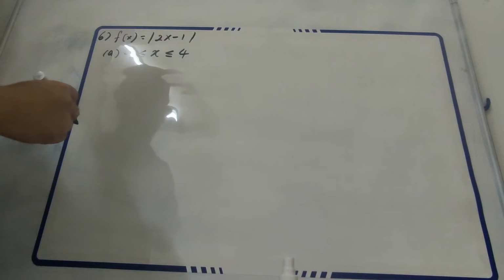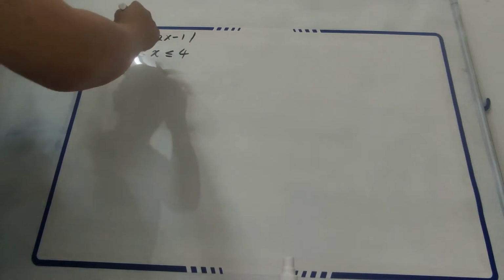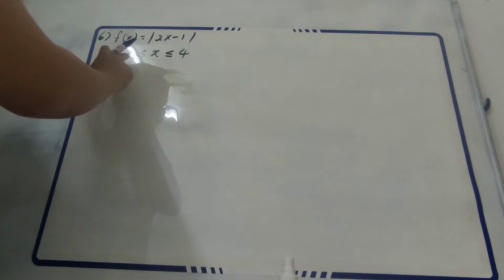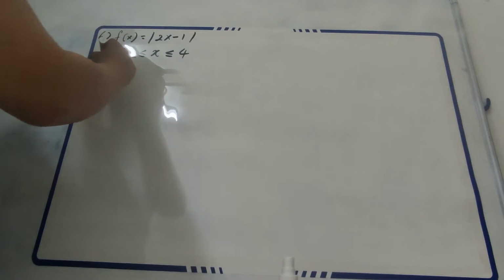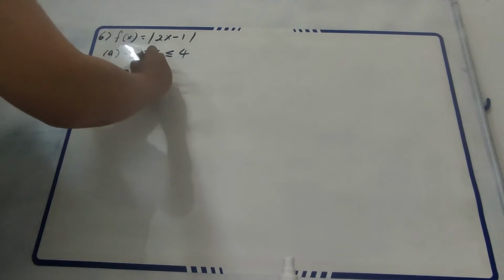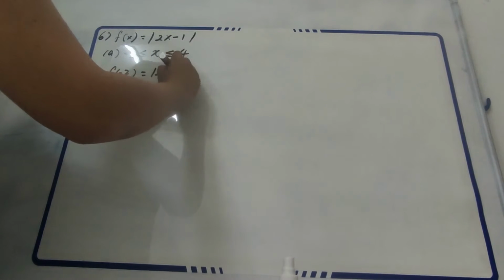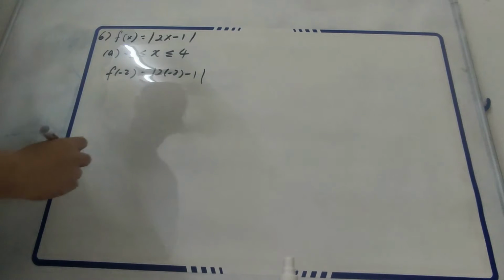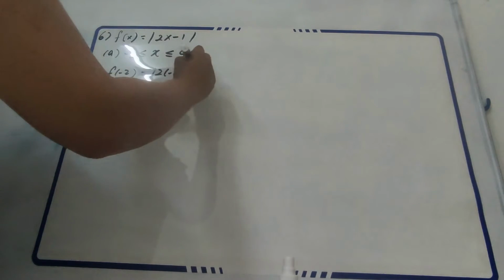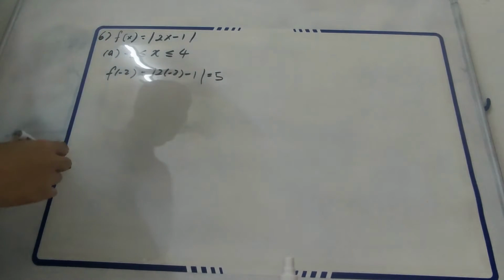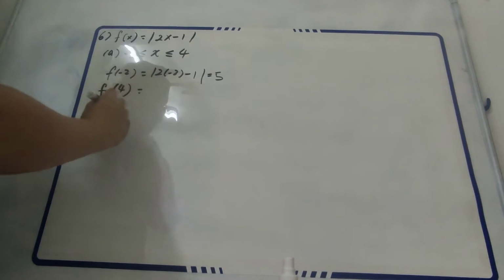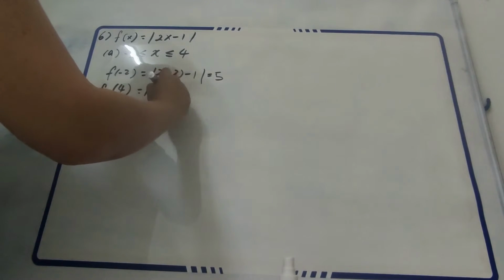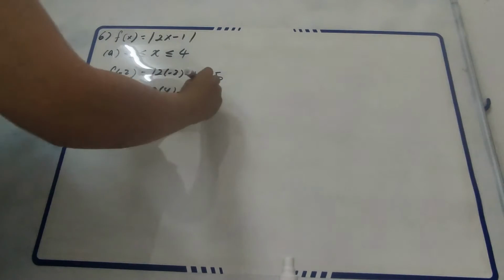You need to sketch the diagram, and from here you have two pieces of information, -2 and 4. So you can substitute inside this function: f(-2) equals to, and you have positive 5, and then f(x) with x equals to 4, then you have 7.